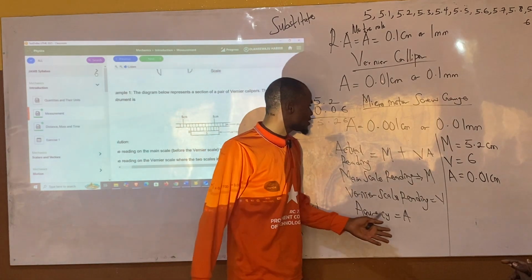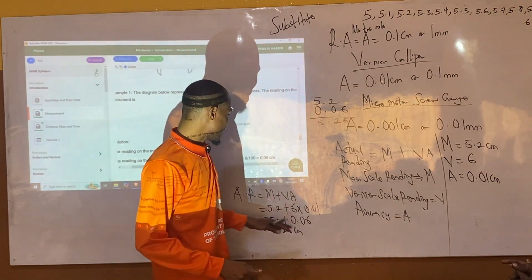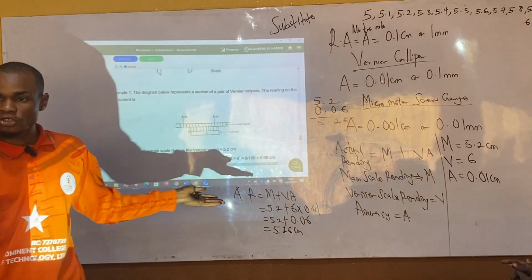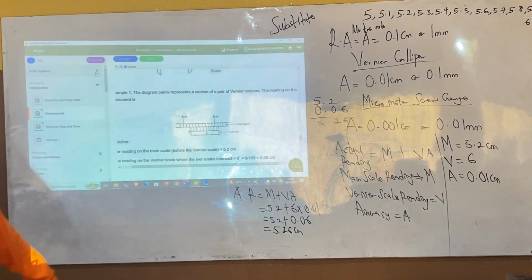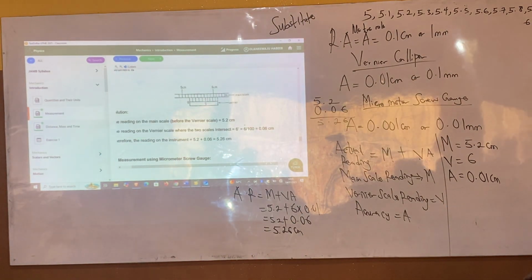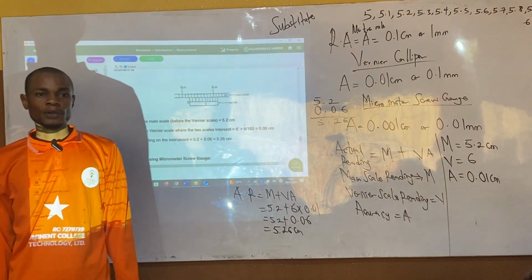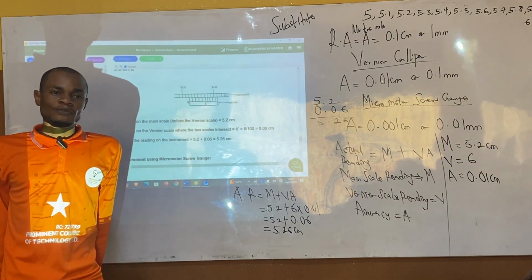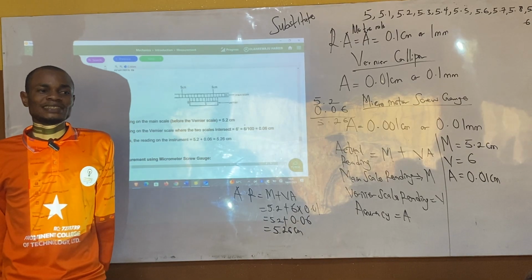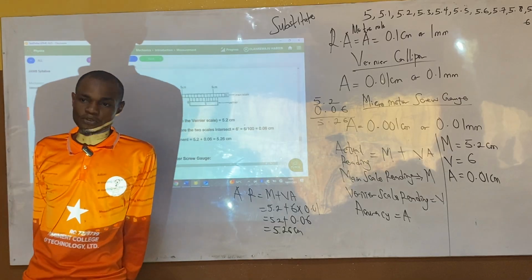If you are a typist, you can just say 0.01 times 6 straight away and add it to this without writing the formula. You can do this in your head when you are writing objective questions. That's our answer: 5.26 centimeter. Please, if you have a question, don't hesitate to ask. Ask me a question from what I've explained to you.